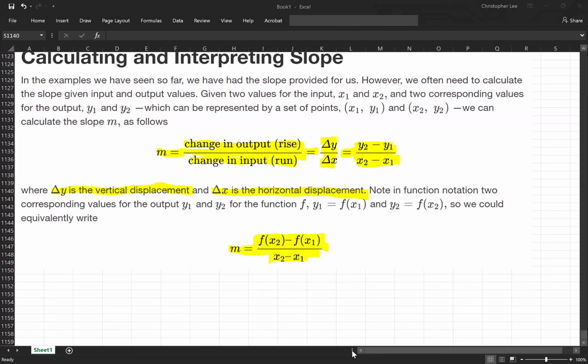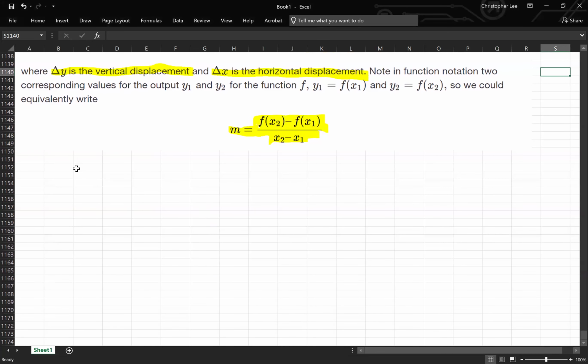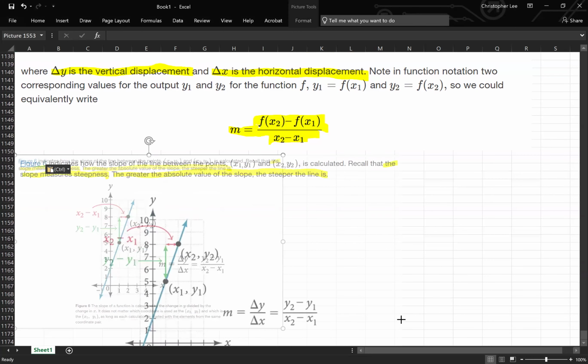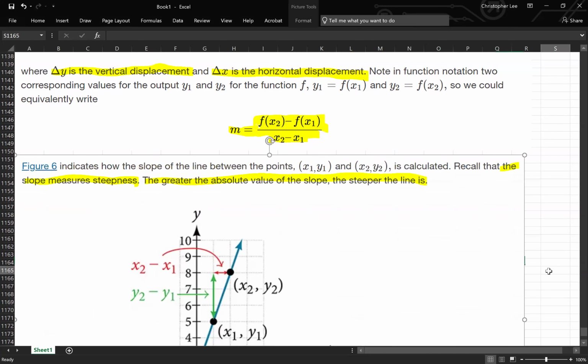X1 was 2 and X2 was 4. You subtract those, you know the difference for the change. But just remember, you got to be consistent. Whichever one you start with on the top, you got to start with on the bottom. That part is really, really important. And so that is the formula: y2 minus y1 over x2 minus x1.